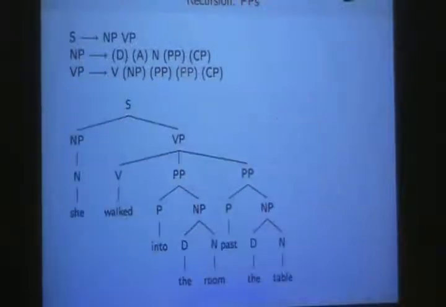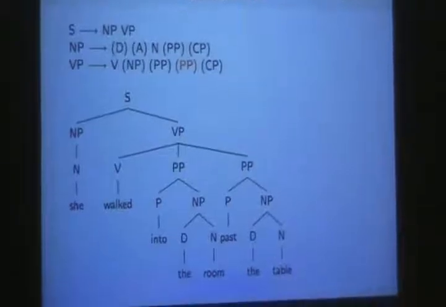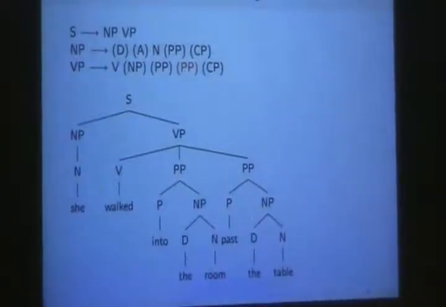So we should change it. Maybe we should just, well, add one. That would seem reasonable. So this would be the way we would parse this new sentence. This verb phrase has a verb, it's here, it's walked, and it's followed by two prepositional phrases, just like this new rule says it can be. The first into the room, the second past the table.